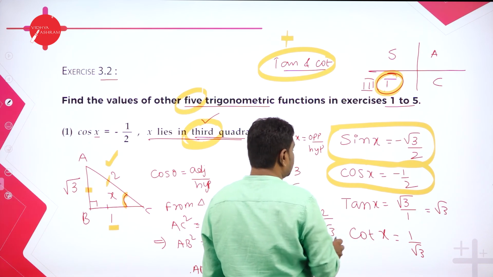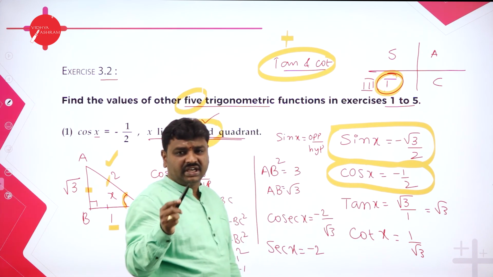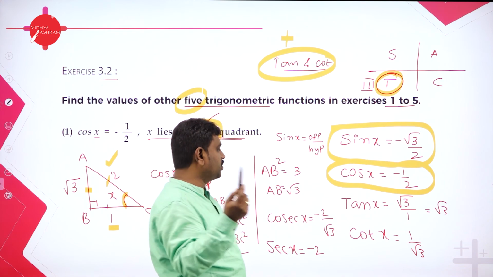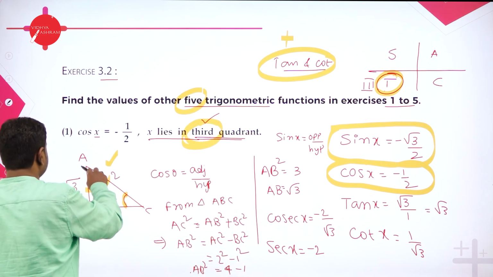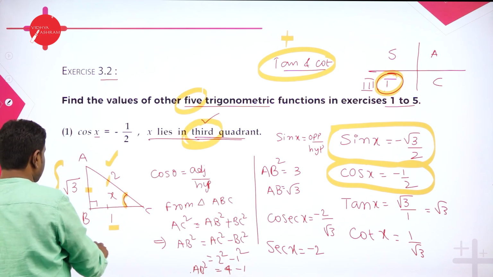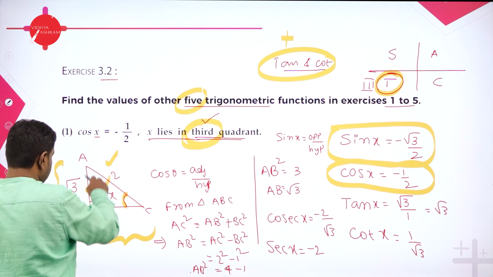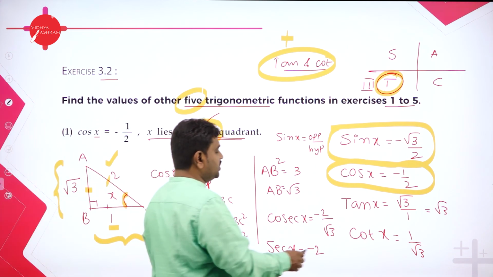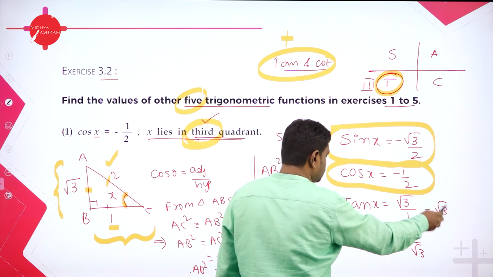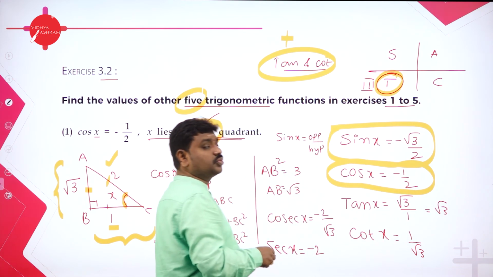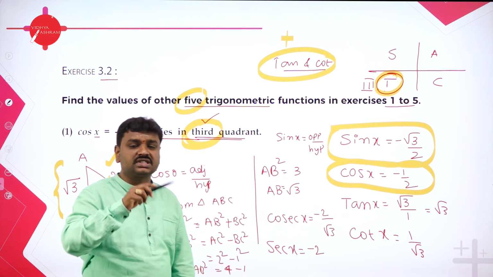Then tan. Tan is what? Sin by cos you can take. Or tan is opposite by adjacent. So opposite by adjacent, this side divided by adjacent this side. So that is AB by BC. AB is root 3, BC is 1. Root 3 by 1 is root 3 and it is positive. Why positive? Because third quadrant. In third quadrant, tan is positive.